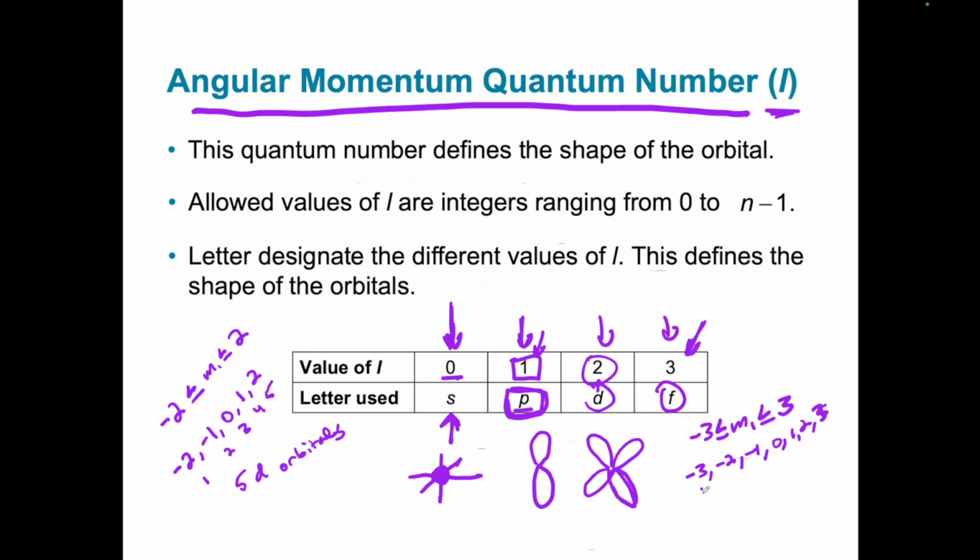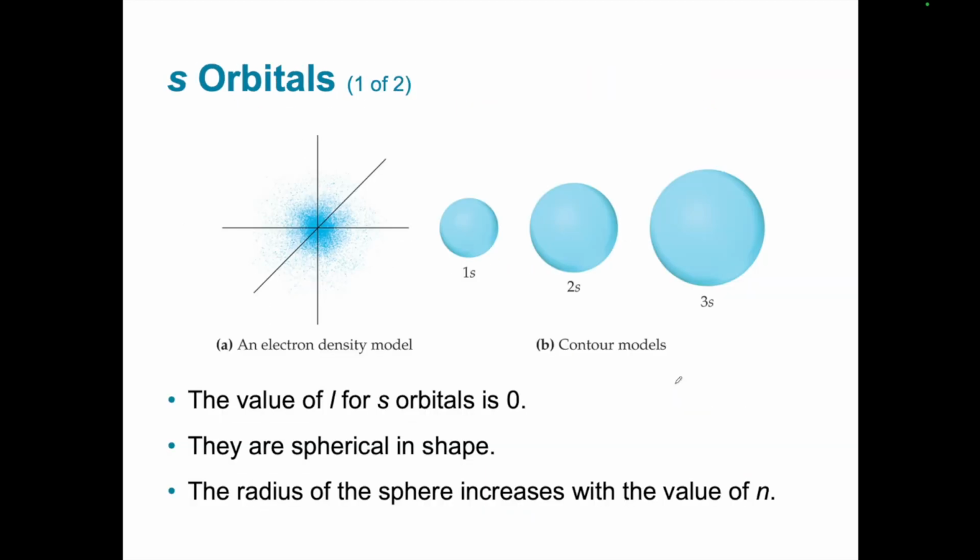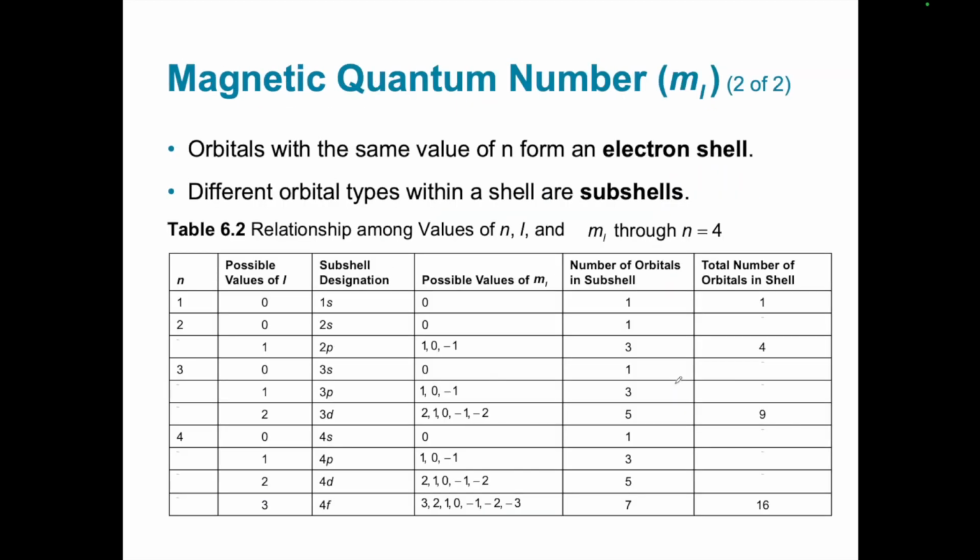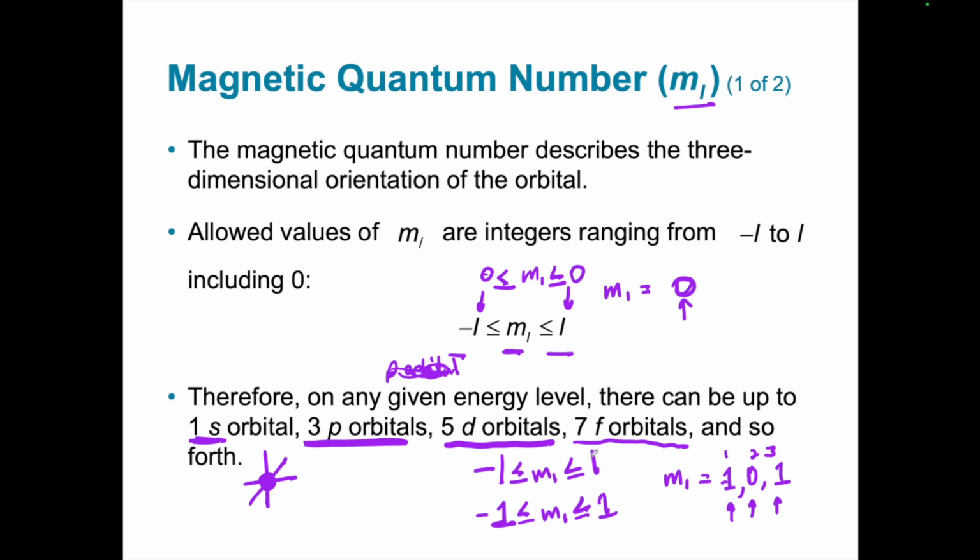How many digits are there? 1, 2, 3, 4, 5, 6, 7. So there's 7 possibilities for f orbitals. Which means that if you go forward, oopsies, sorry, where am I at here? There we go. That means if you go forward there, you see there are 7 f orbitals.